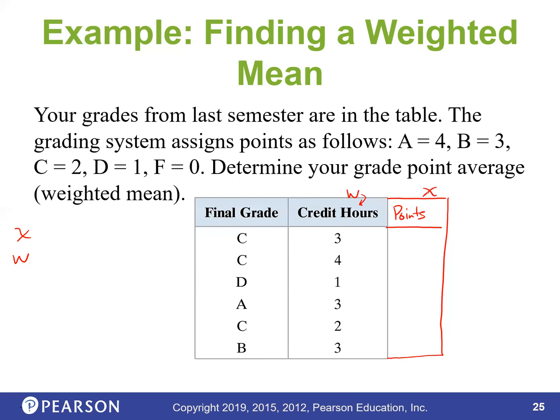And so how much is the point value for a C? 2, awesome. I got that one. Point value for a D? 1. Point value for an A? Awesome. C, you said 2, and then I got myself a 3. Cool. Okay, so I got that. Now I'm going to make another column, and this is going to be my X times W column. We good?